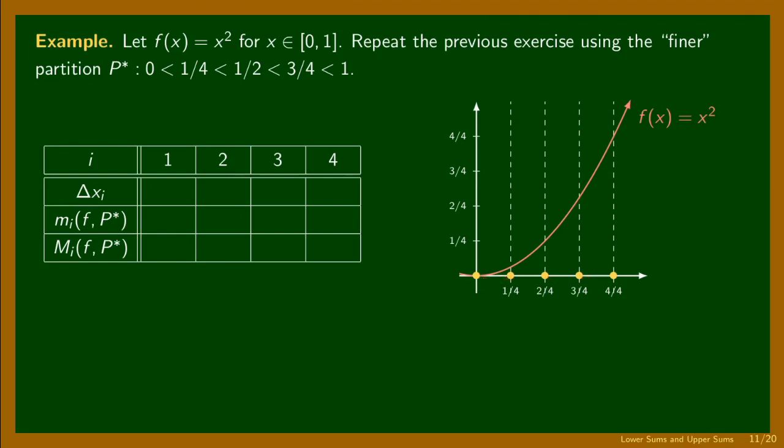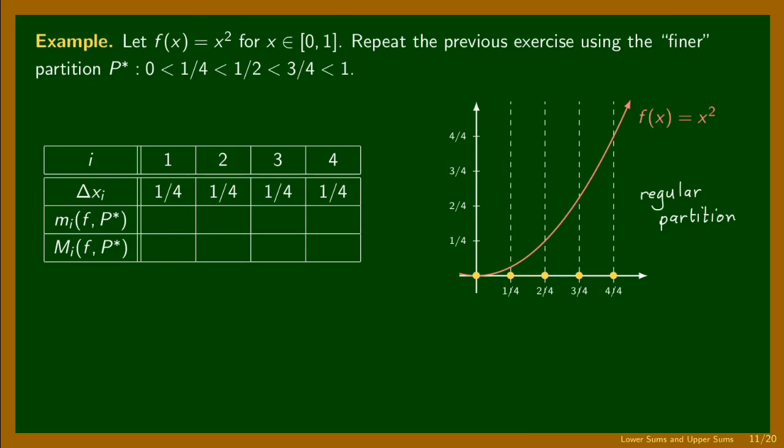Okay, so in this case, your delta xi are all 1/4 in length. We call this a regular partition. It is regular because the subintervals are divided equally, so each is 1/4. 1 is the length of the whole interval, divided by 4, so each is 1/4.